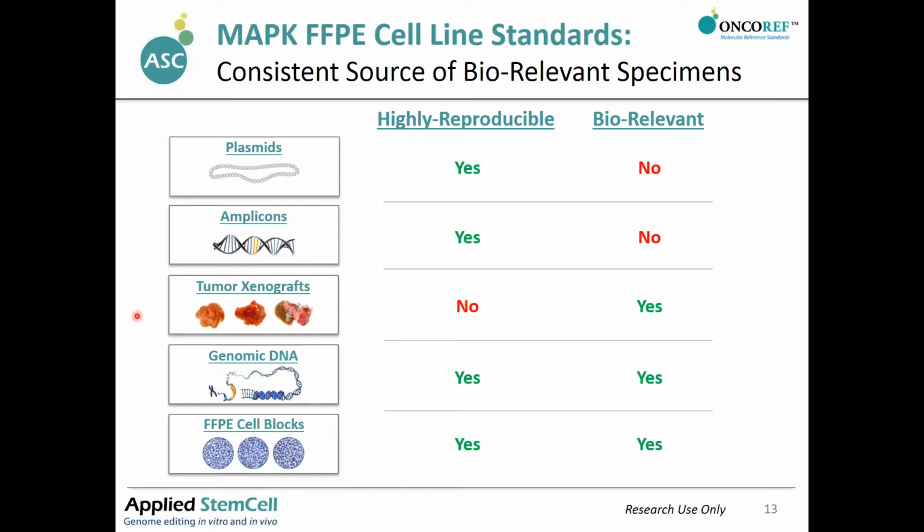At Applied StemCell, we really wanted to focus on these bottom 2 categories, which are genomic DNA and FFPE blocks. Genomic DNA is, for obvious reasons, a very good biological specimen, simply because it's the genetic makeup that makes up our cellular genome. It's also highly reproducible. In addition, we also offer FFPE blocks, and I'll talk a little bit more about these later, but these are tissue blocks that are meant to simulate some of the biological tissues that you would encounter within the clinic.